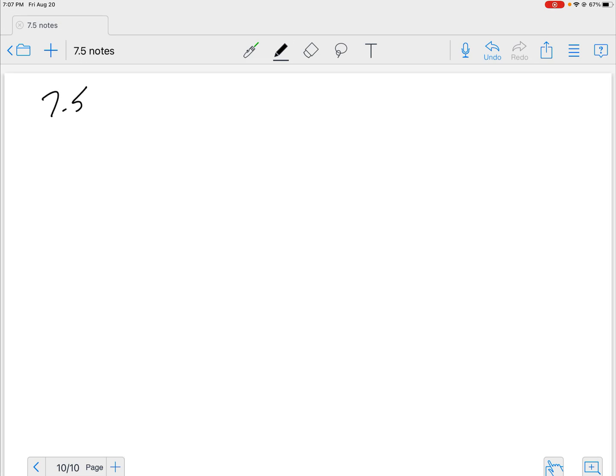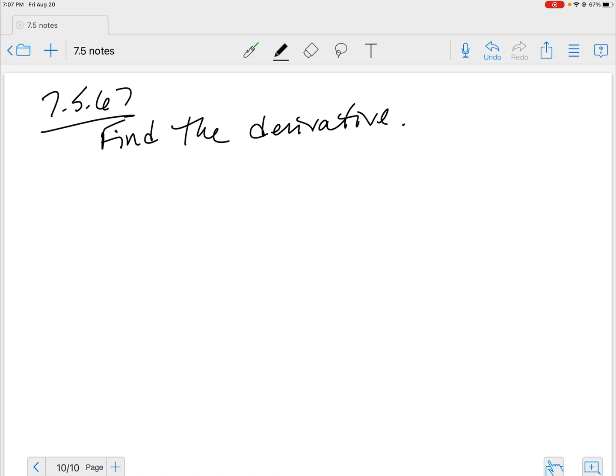Okay, let's do a derivative. 7.5.67. Find the derivative. So I have f of x is equal to the inverse cosecant here of the tangent of e to the x.